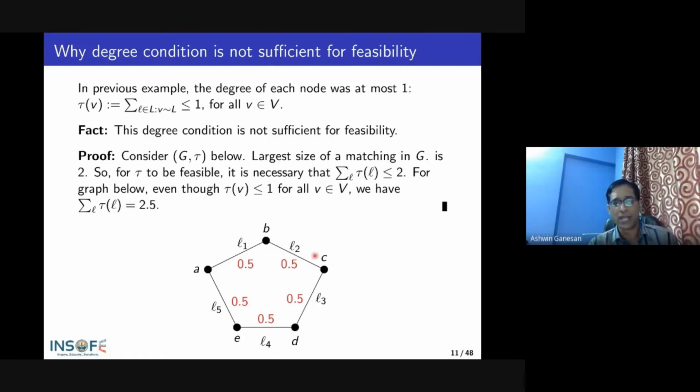And this example shows that it's not enough to just check whether, if you take all the edge weights, if you take the sum of all the edge weights incident to a vertex, and that sum is at most 1 for every vertex, that still is not sufficient for the given set of demands to be feasible, because it turns out that the fractional chromatic index of this graph here is more than 1.